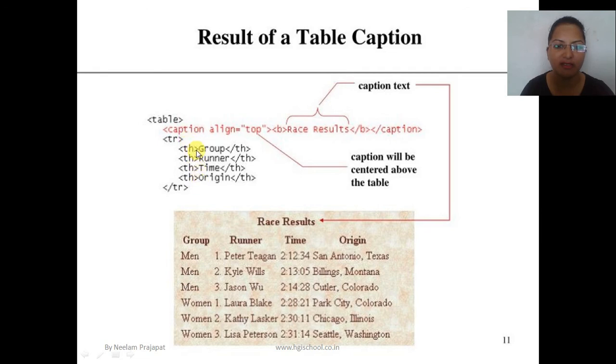Got it? TH group, TH runner, TH time, TH origin. Okay, so here you can see. Now for all this data, you have to use the TD tag inside the TR tag. Got it?